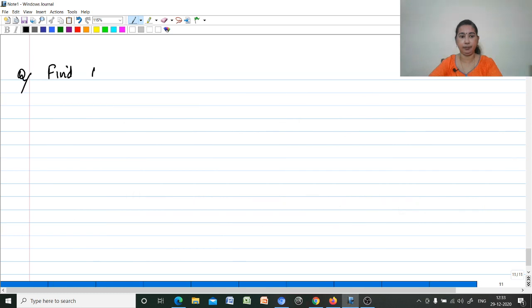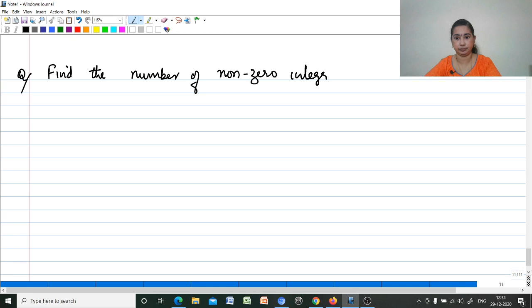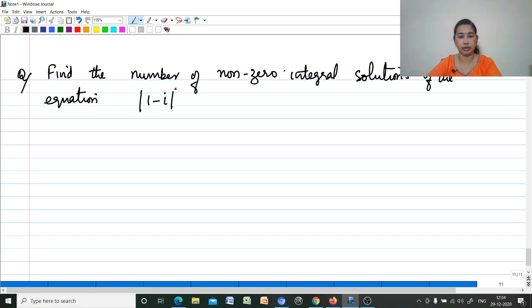Find the number of non-zero integral solutions of the equation: modulus of (1 minus i) whole raised to x is equal to 2 raised to x.